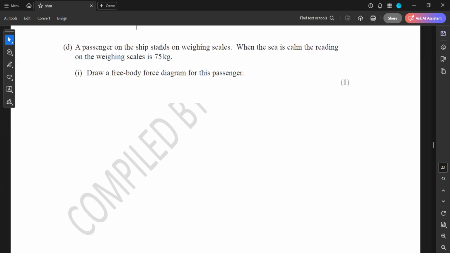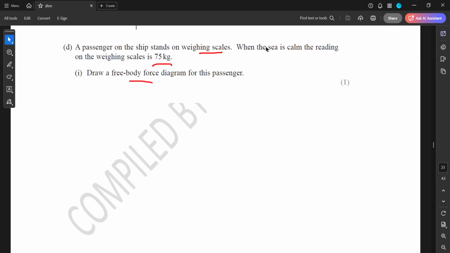A passenger on a ship stands on a weighing scale. When the sea is calm, the reading on the weighing scale is 75 kilograms. Draw a free body force diagram of this passenger. So a free body force diagram represents all the forces which are acting.